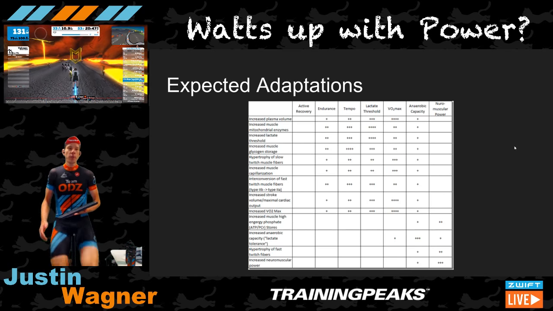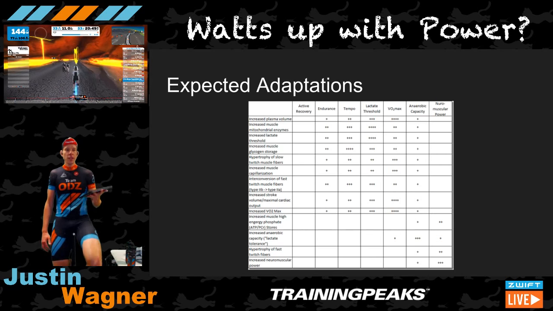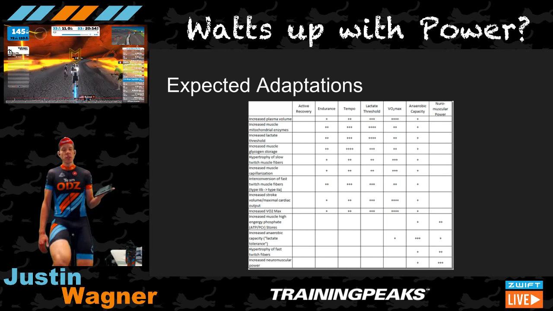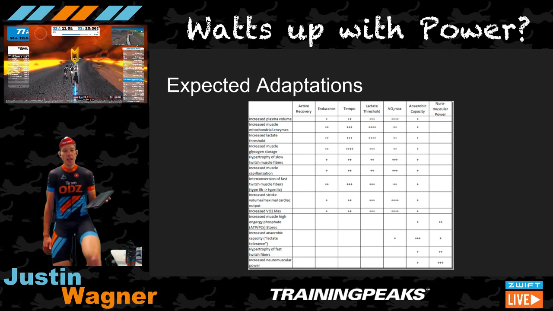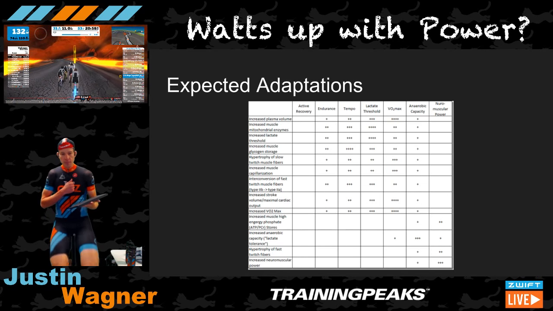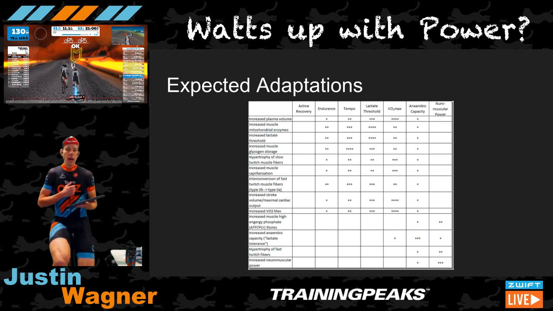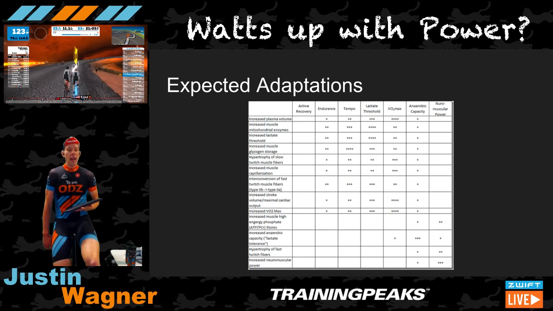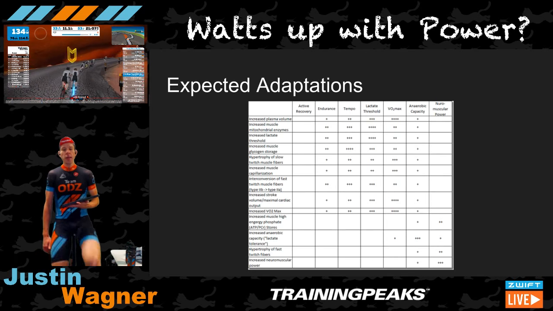Here's a table. I'm sure you probably can't read it. It's a little small. But what I want to get at is, where do these different zones come from? They come from studying the effects of different levels of power compared to your threshold, and what kind of adaptations that creates on the body.